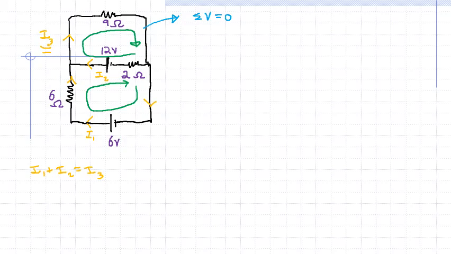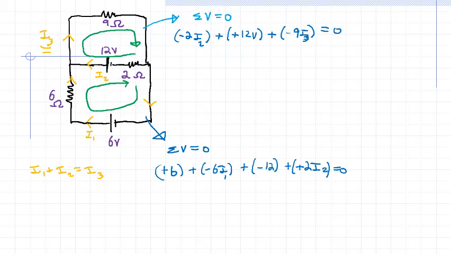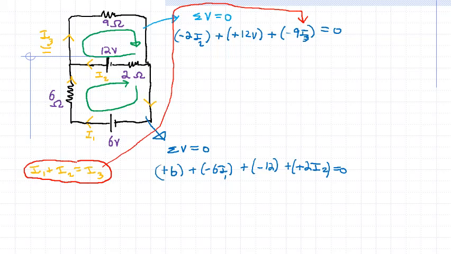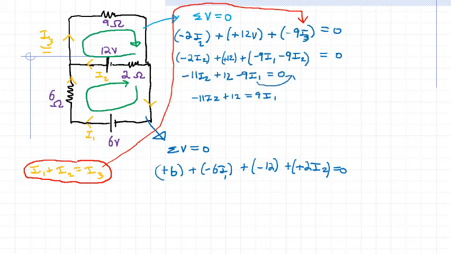And so this loop would have negative 2 I2 plus 12 volts and then plus negative 9 I3. The bottom one, positive 6 plus negative 6 I1 plus negative 12, because my loop is coming around like this, but I'm going from the positive terminal to the negative terminal, plus 2I2. Okay, so place I1 plus I2 in for I3, and I can distribute there, and then I can get it to where I've got I2s and I1s left.